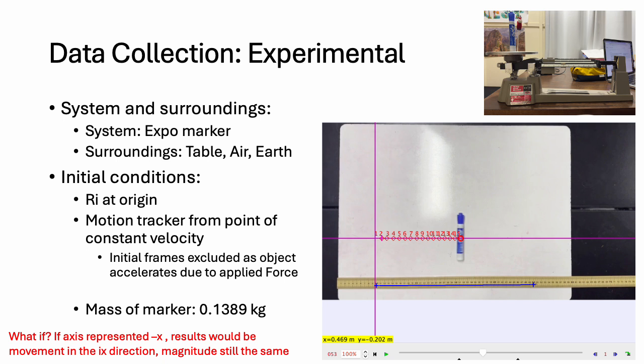For the experiment itself, we designated the system to be the expo marker and the surroundings to be everything else: the table that it's rolling on, the air around it, as well as Earth applying gravity. To get the mass of the marker, we used a triple beam balance, and we set the initial conditions for it to be at the origin at the purple cross from the Tracker program. And since velocity is more difficult to measure, we are instead tracking position and then using that to estimate velocity.